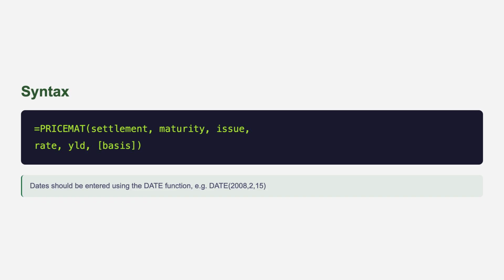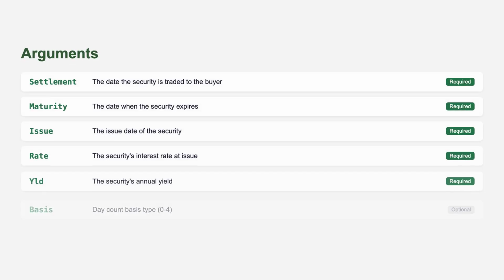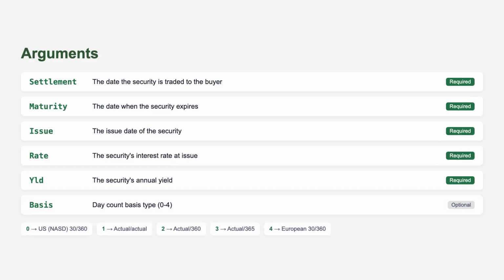The syntax is PRICEMAT with parameters settlement, maturity, issue, rate, yield, and an optional basis. Dates should be entered using the date function for best results. There are 6 arguments: settlement, the date the security is traded to the buyer; maturity, the date when the security expires; issue, the issue date of the security; rate, the security's interest rate at issue; yield, the security's annual yield; and basis, an optional day count basis type from 0 to 4.